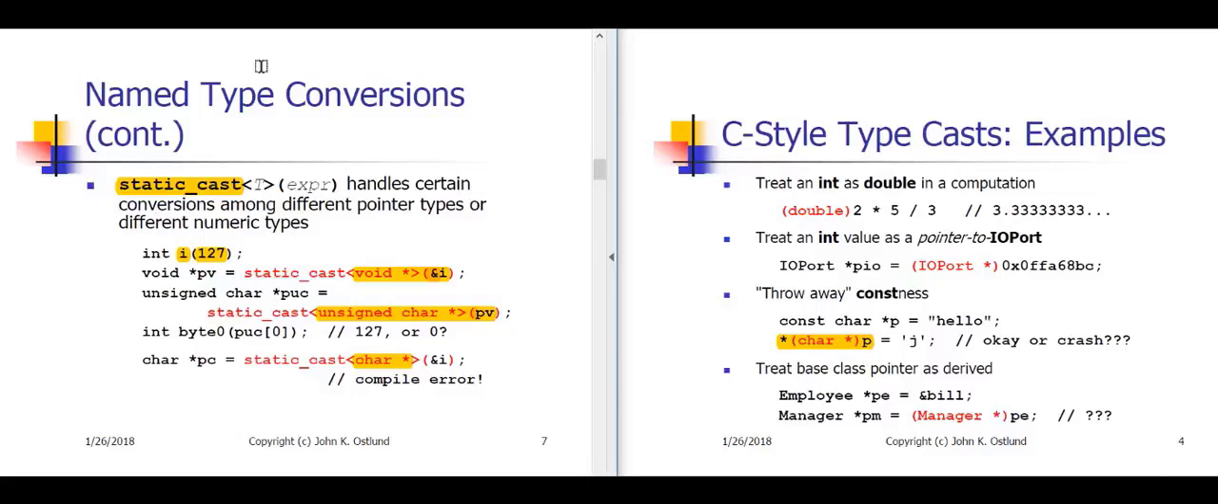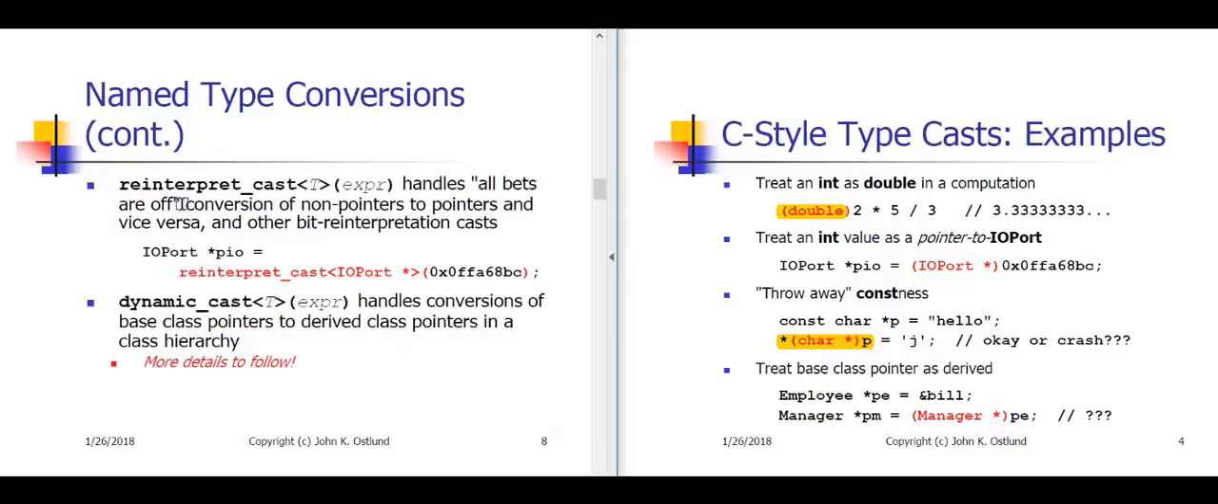Static cast can also be used to convert among numerical types. So static cast could be used in the way that we're doing over here with double on slide 4, it would allow us to take an int value and convert it to a double, or a double value and convert it to an int, and so forth.